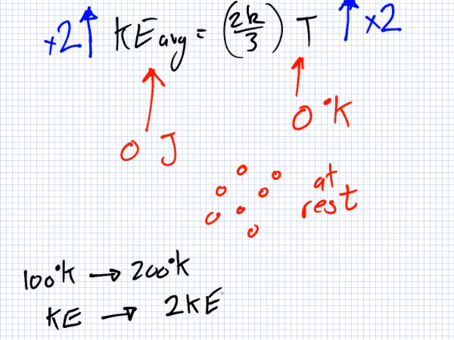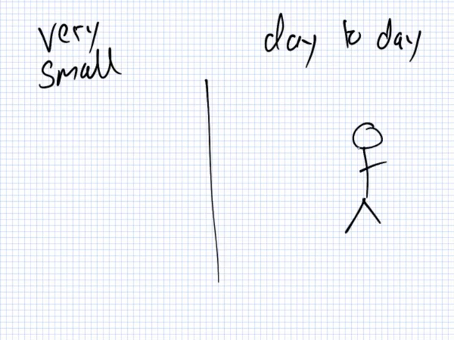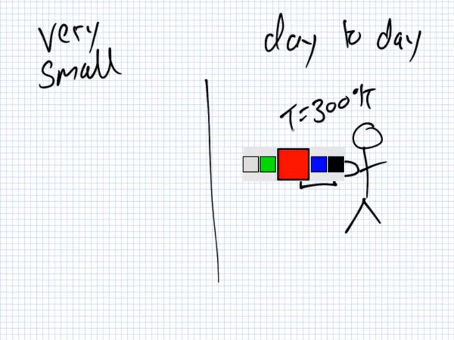Let me explain why it's important. So, in your mind, you have two worlds. The very small, and then your day to day. So here are you, and you are happy, and you have your cup of coffee, nice big cup of coffee, and let's say its temperature is a nice 300 Kelvin. Can you measure the temperature? Yeah, you can. You just stick in a thermometer.